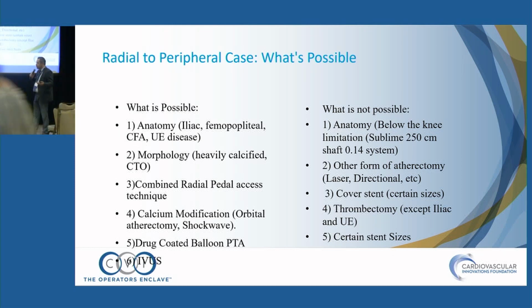So if I have an in-stent restenosis, I don't go with radial to peripheral because I want to have some kind of, for example, laser atherectomy. So I can do radial pedal or common femoral. Covered stents, there's a limitation to them. The companies who make covered stents are making them smaller and able to go through 6 French. Thrombectomy, there are few devices that can reach the iliac, but I think still if we have a thrombus, we choose to go femoral, and certain stent sizes.